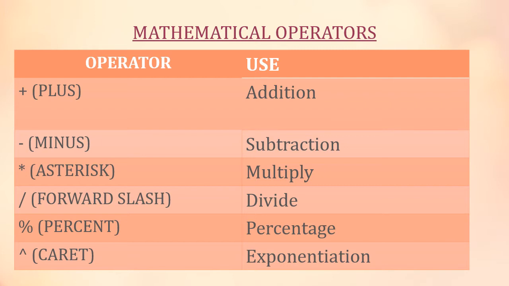First one is plus, that is used for addition. Second is minus, used for subtraction. Asterisk sign for multiplication. Forward slash for division. Percent to calculate the percentage. The last one is caret for exponentiation.